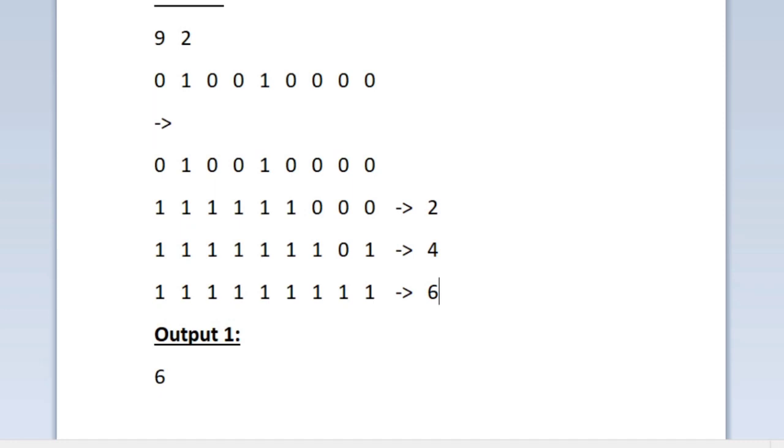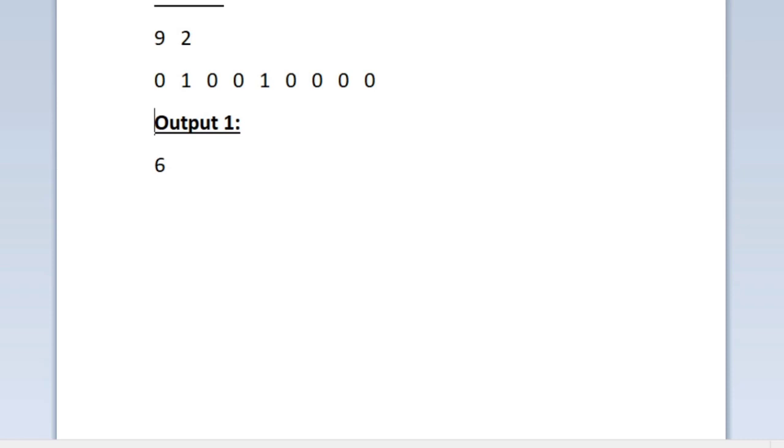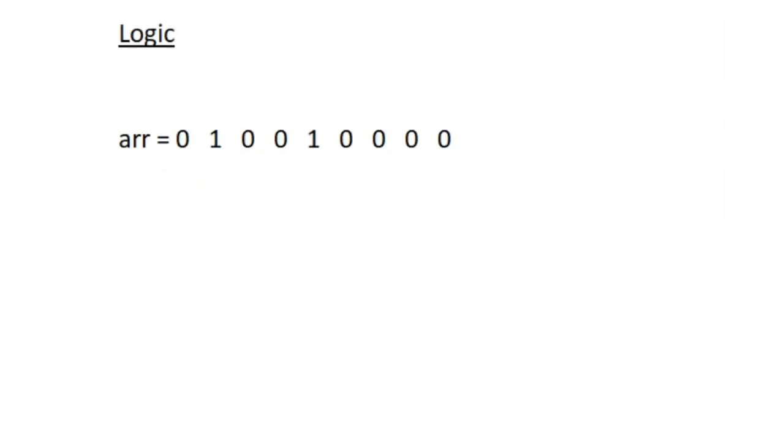So our task is to print only the total time. So in 6 seconds we were able to turn on all the candles. So we print 6 as our output. So this is how we will be solving the problem. Now let us see the logic which we will be using to solve this problem.